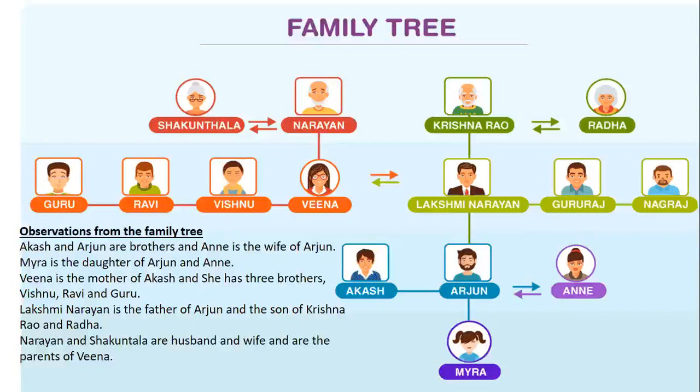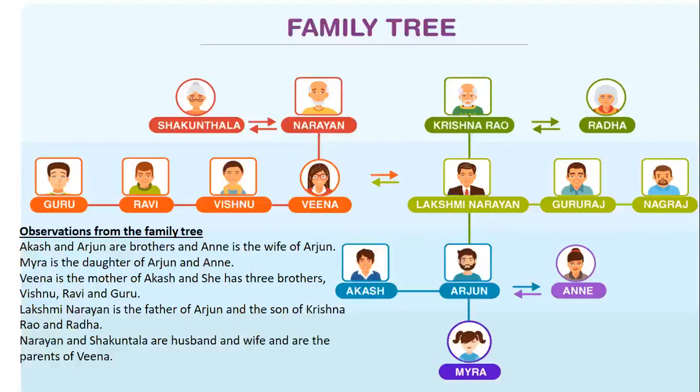Now Veena is the mother of Akash. The parents of Veena are Sakuntala and Narayan, and Vishnu, Ravi, Guru are the brothers of Veena. So they have got married. Veena and Lakshmi Narayan got married, and they are having two sons, Arjun and Akash. Now Arjun got married to Annie. So they have a girl child, Myra. So this is the observation.